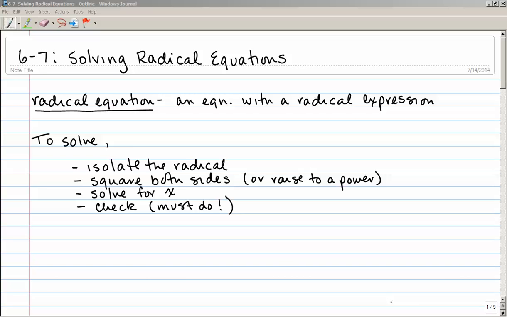Today's lesson is 6-7, solving radical equations. A radical equation is just an equation that has a radical expression in it. So somewhere in there there's going to be a square root or a cube root. In order to solve one of these, here are your steps.